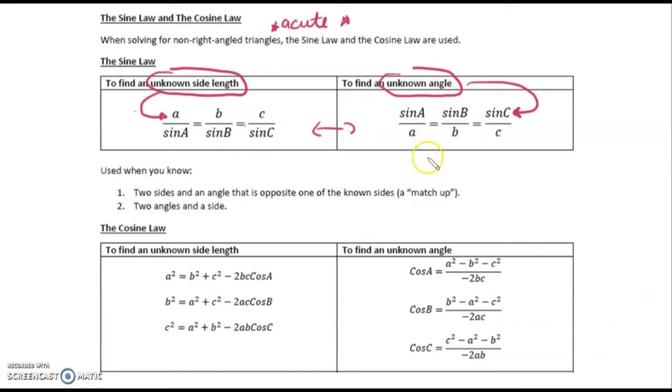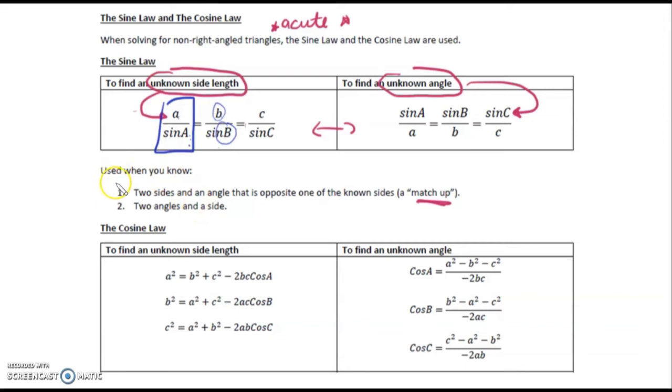The sine law is used when you have a complete ratio. So I personally call it a matchup. So if you have A and the angle of A, like side length A and angle A, you have a complete matchup. You have a complete ratio. Then all you need is one other piece of information, either a side or another angle.